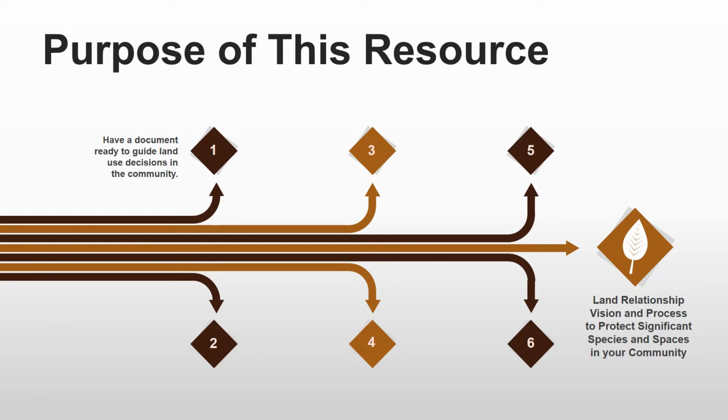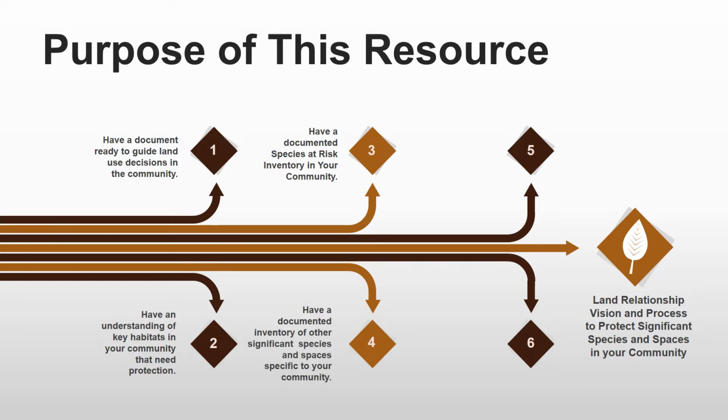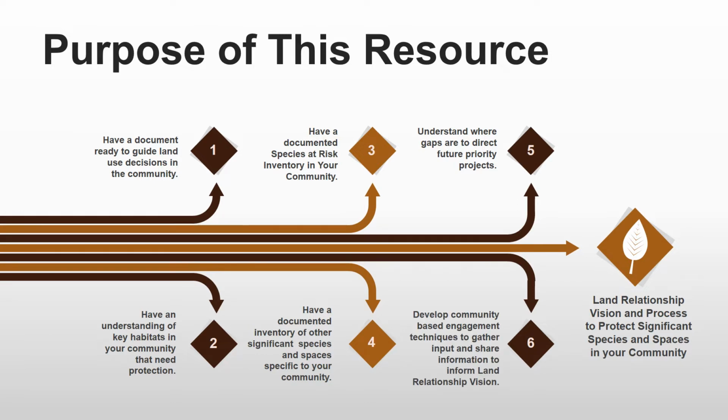This document will be based off of your land relationship vision, determined by your understanding of key habitats in the community, a community inventory of species at risk, and other significant species and spaces specific to your community. This resource will allow the community to understand where gaps are to direct future priority projects. This resource also helps to develop community-based engagement techniques in order to gather input and share information to inform the land relationship vision. Altogether, this resource will help to develop a land relationship vision and process to protect significant species and spaces in your community.